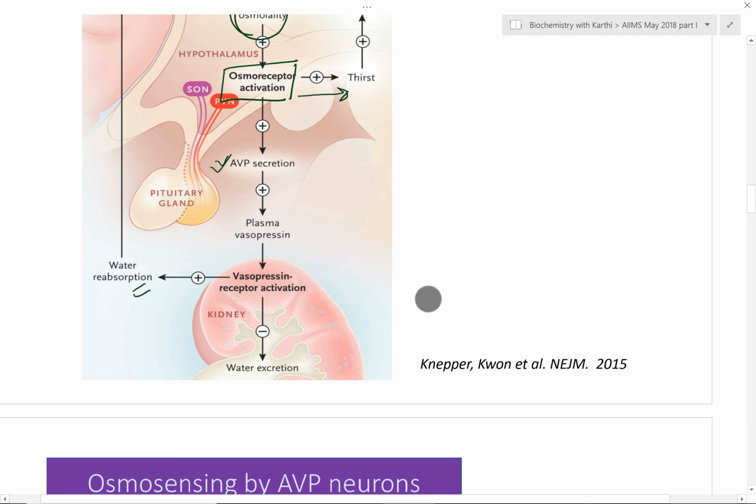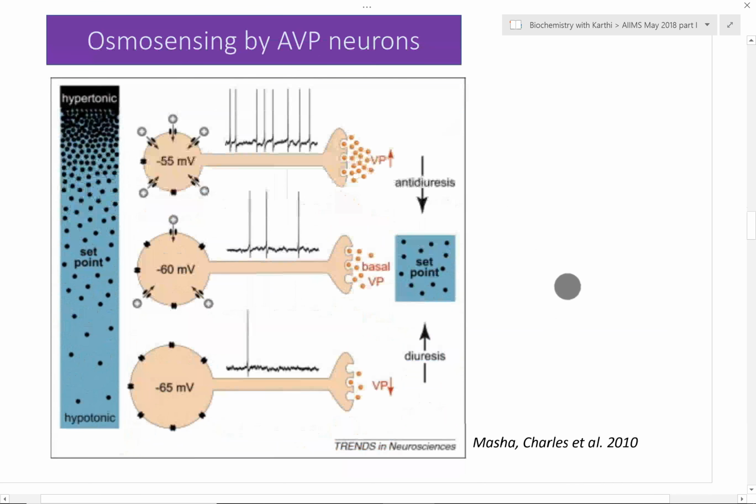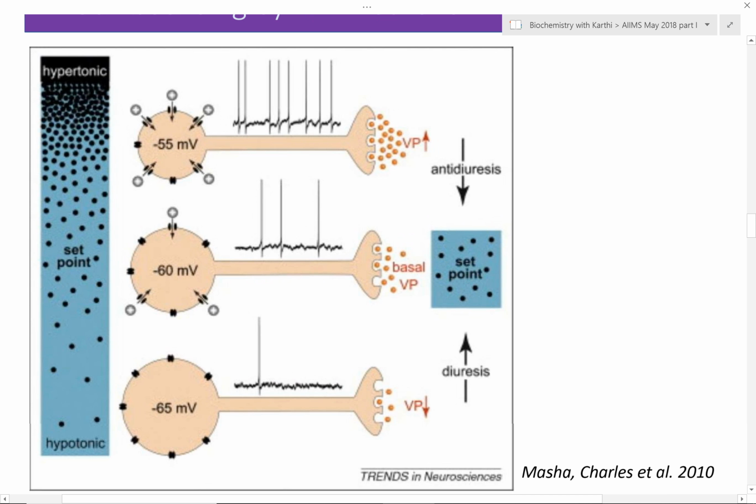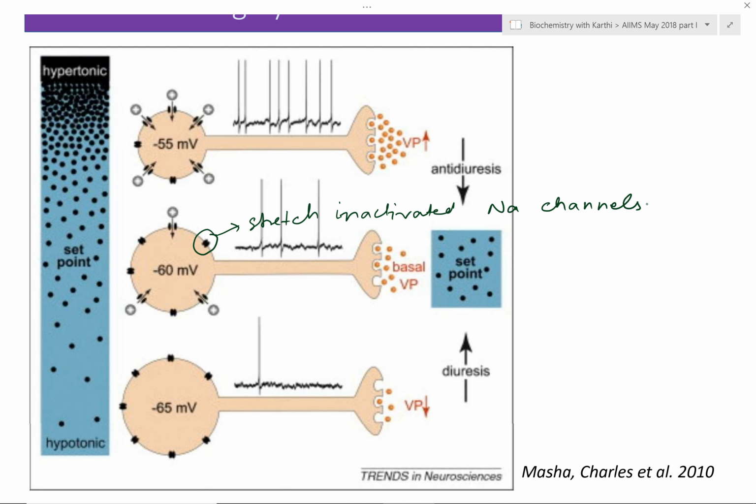So let us see how osmoreceptors sense the osmolality. This is the diagram of an osmoreceptor neuron. It has these channels on its surface which are stretch-inactivated sodium channels. So what does the name tell you? The name tells you that when the membrane of the cell is stretched, then these receptors will be inactivated.